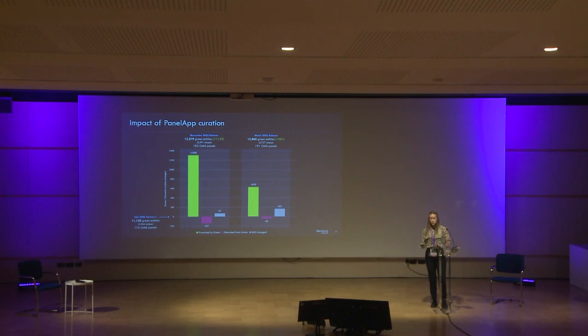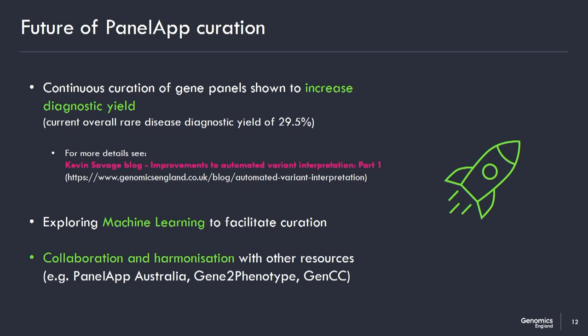And why is this important? So the more comprehensive our panels are and the better the quality of the data being presented, that means more clinically relevant variants can be detected in a higher number of patients. And PanelApp being a public resource enables the data to be used for future research and development. So the continuous curation of gene panels has been proven to increase diagnostic yield in patients. And if you want to know more about this, my colleague Kevin Savage explained this in a really great way in his blog that's on the Genomics England website, and I've included a link there.